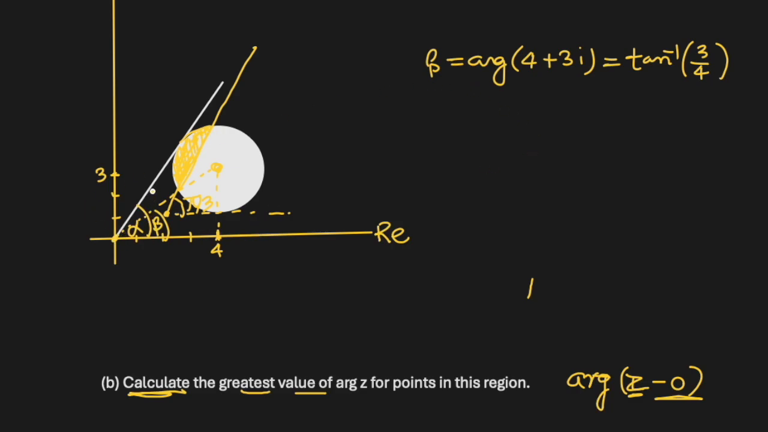So we got beta. Let's get the remaining part, which is, let's call it gamma. So our alpha is beta plus gamma. What about gamma? Gamma will be, let's join this line here. So it will become a triangle. Let me redraw that triangle now.